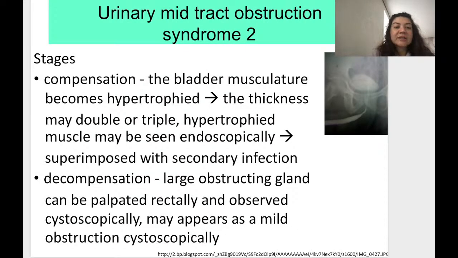Stages. First stage is compensation, when the bladder musculature becomes hypertrophied to compensate for this overpressure. The thickness may double or triple. Hypertrophied muscle can be seen endoscopically. It leads to superimposed secondary infection. And the next stage is decompensation, when the large obstructing gland can be palpated rectally and observed cystoscopically. You can see it on the X-ray on this slide. It may appear as a mild obstruction cystoscopically.